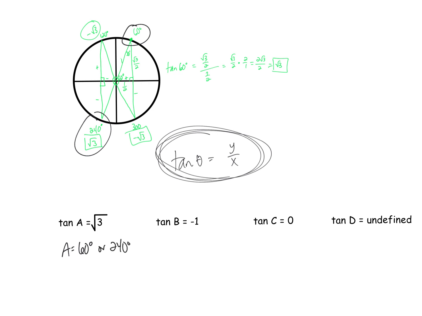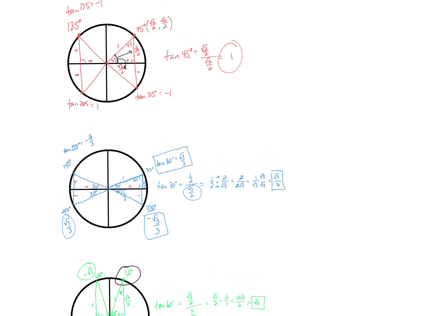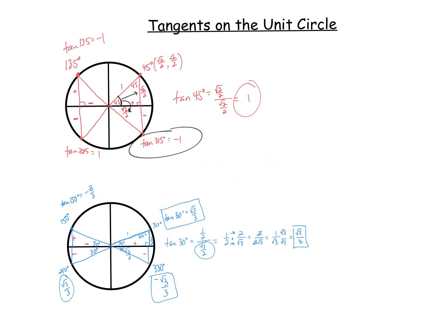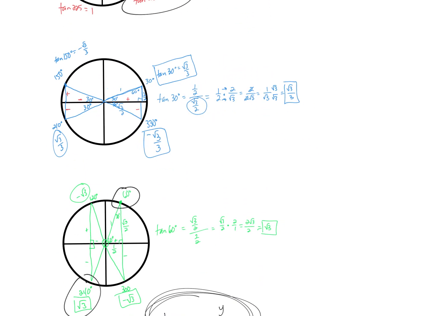Okay, this one says, what if tangent of an angle B is negative 1? Well, we looked at that up here. This is the red one. That would be at 315 and 135.